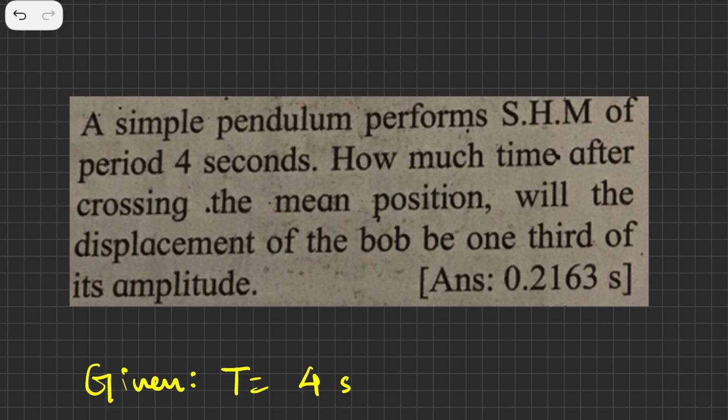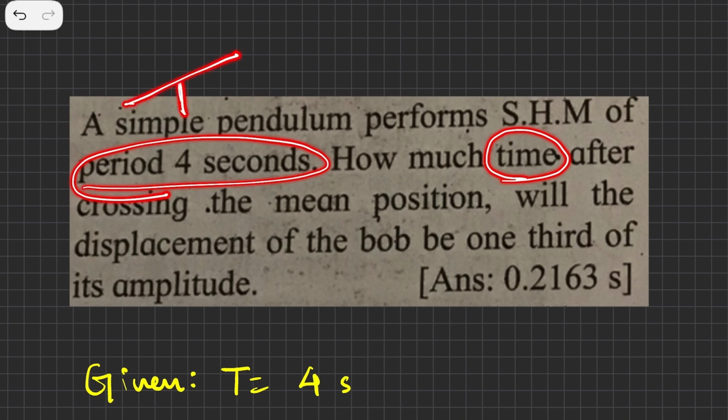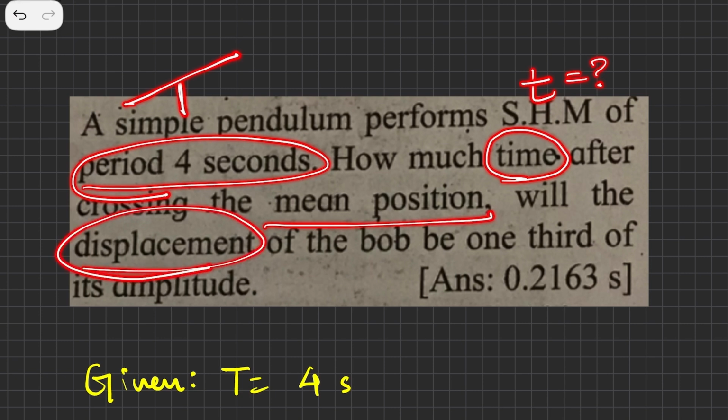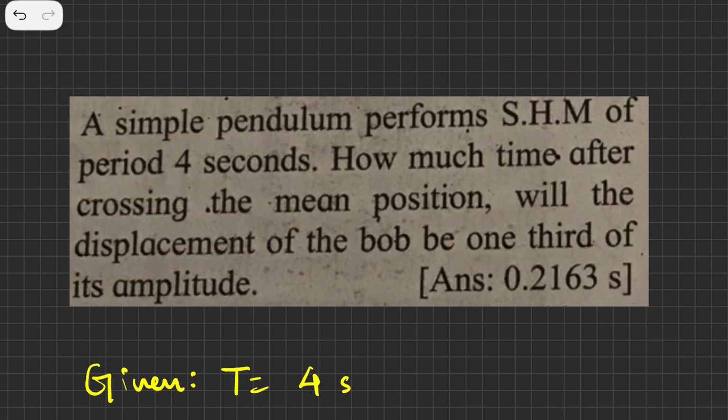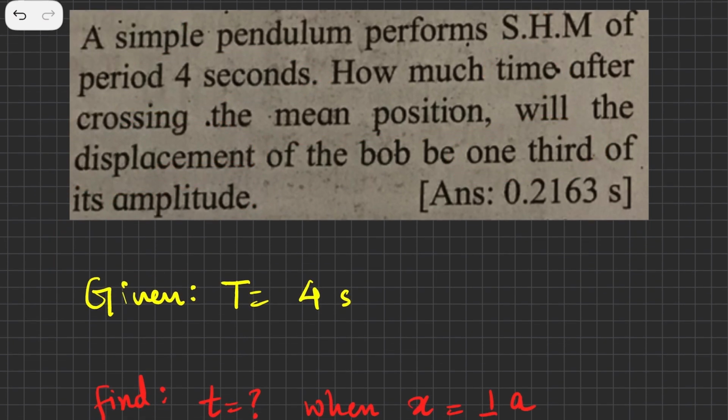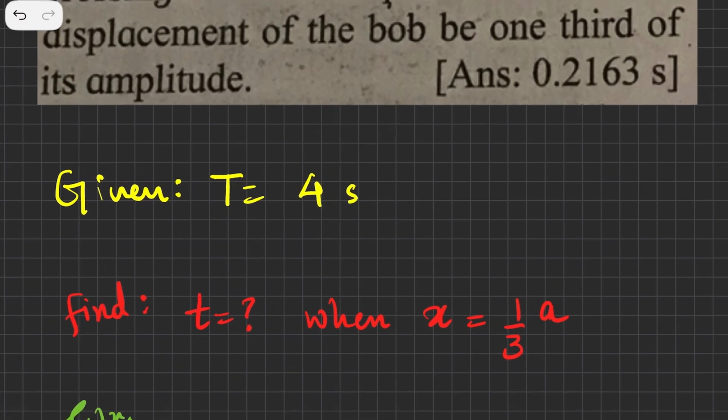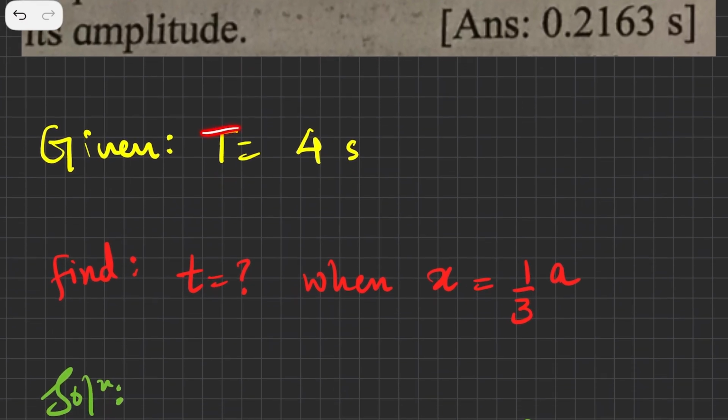I'll just mark the given conditions. They have given that the time period is 4 seconds, and they are asking how much is the time. So basically this is your capital T and this is your small t. Small t is in question. After crossing the mean position, the displacement is 1/3 of its amplitude. So there are two conditions given here, and I should represent that in the given format. The time period is 4 seconds, and find out the time when the particle has a displacement of 1/3 of its amplitude.